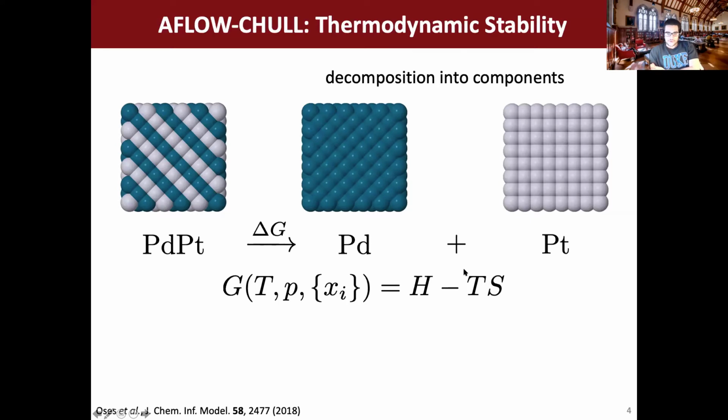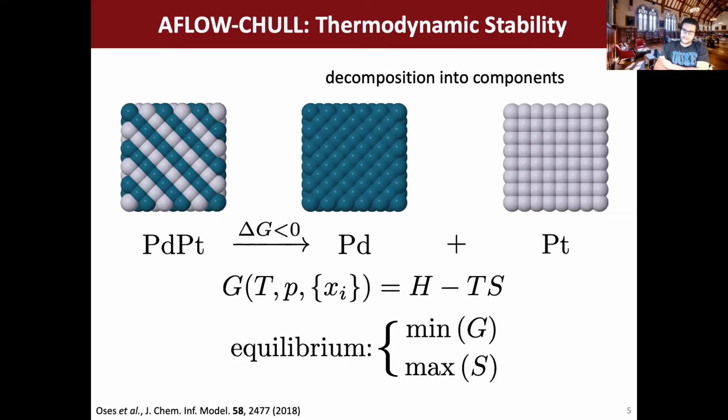So what does it mean to be at equilibrium? It's a two-part answer. It means that we've minimized the Gibbs free energy while also maximizing the entropy. Both have to be true for you to be in equilibrium. For this talk, we're going to ignore the entropy. The entropy is going to be important for tomorrow morning's talk on disorder. But for right now, we're just going to focus on minimizing the energy.